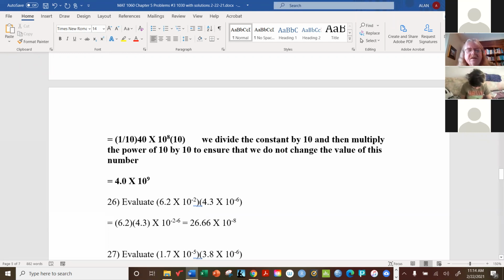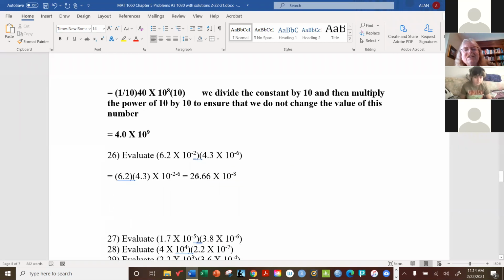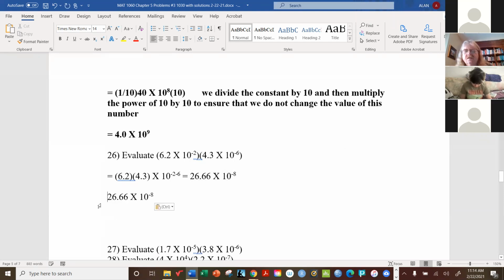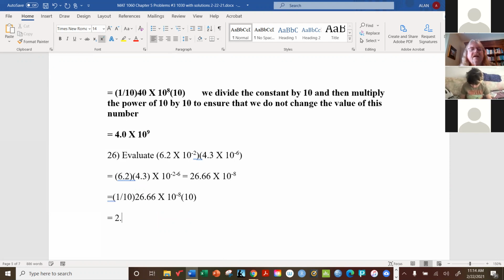Now again, we have the same issue. 26.66 is not a single digit before the decimal point, is it? So what do we do about it? Since it's too large, we can divide by 10 and multiply by 10. Won't change anything, but it puts it in a more convenient format. So this becomes, now remember here, there's an implicit 1 here in the exponent. So our new exponent is actually -7.